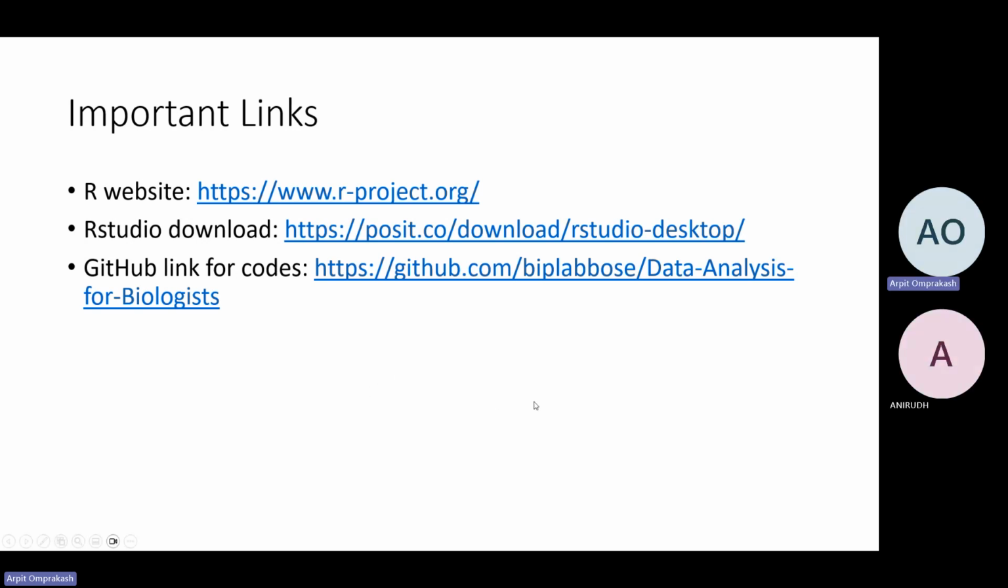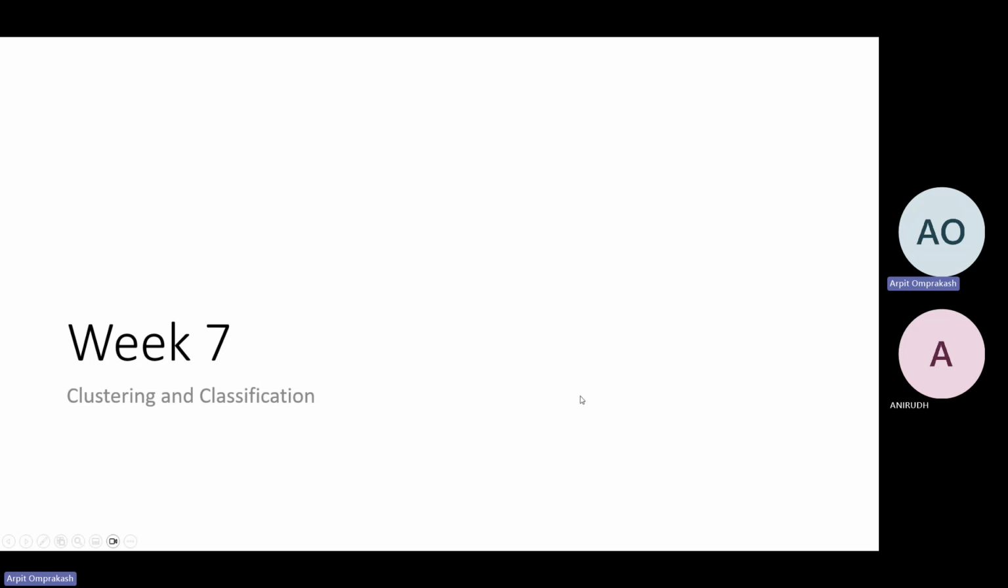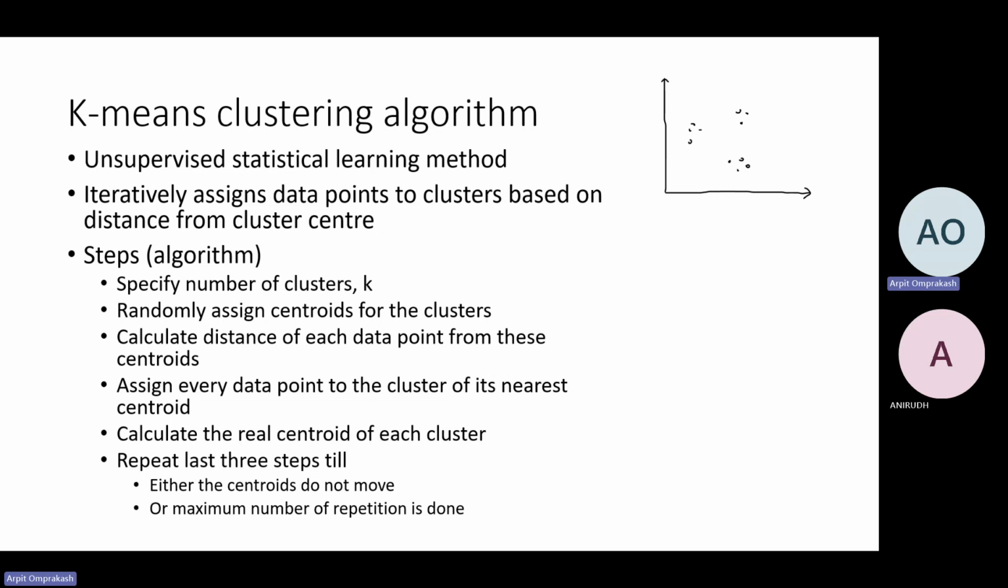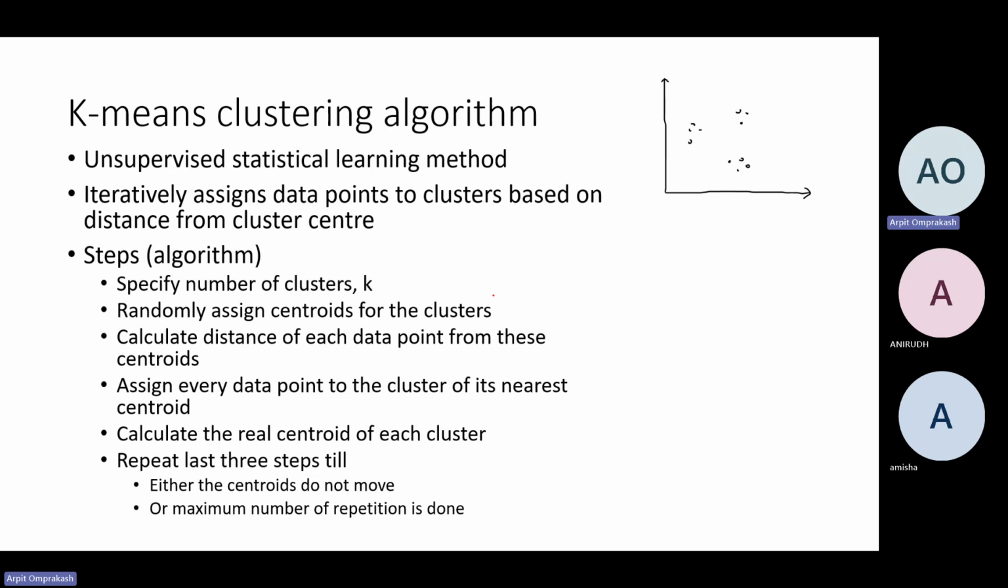So today we'll discuss week 7, which is clustering and classification. I discussed the k-means clustering algorithm. K-means clustering is basically an unsupervised statistical learning method where we just have some data points, but we don't have any labels for the data points.